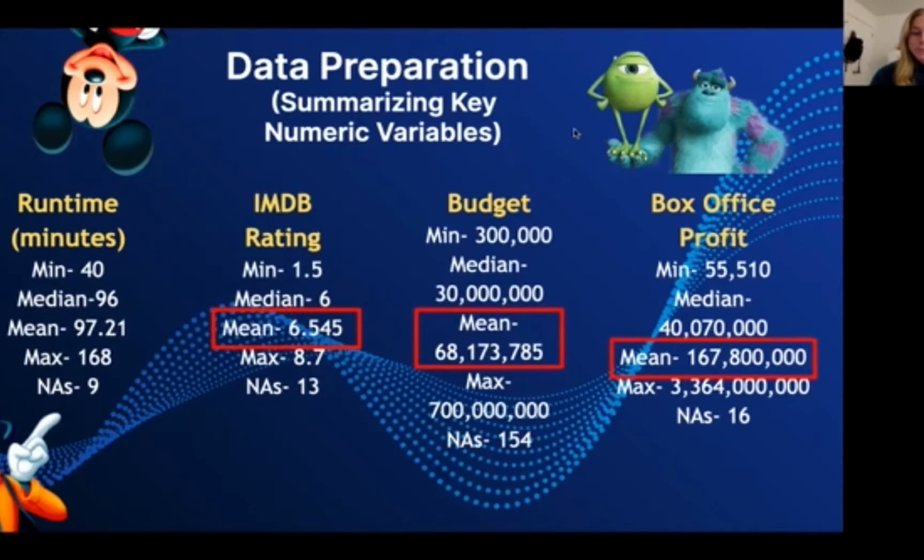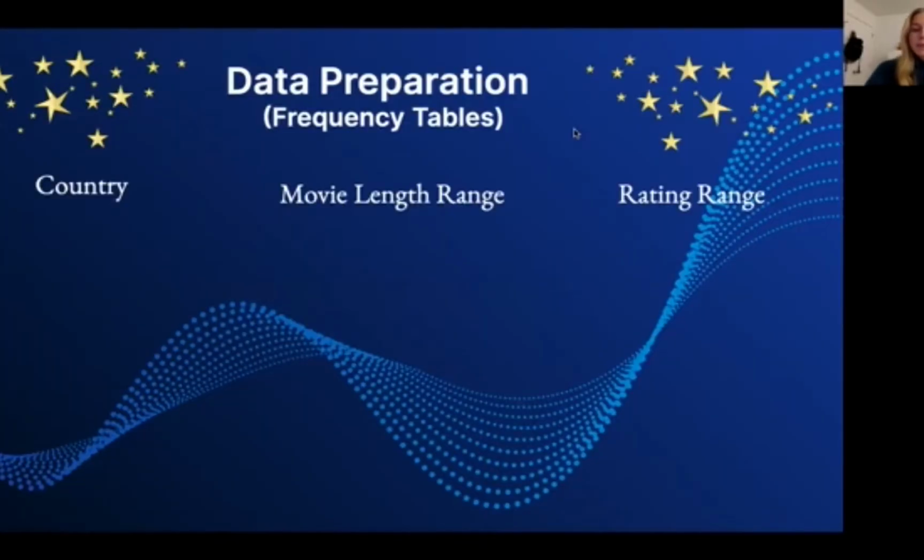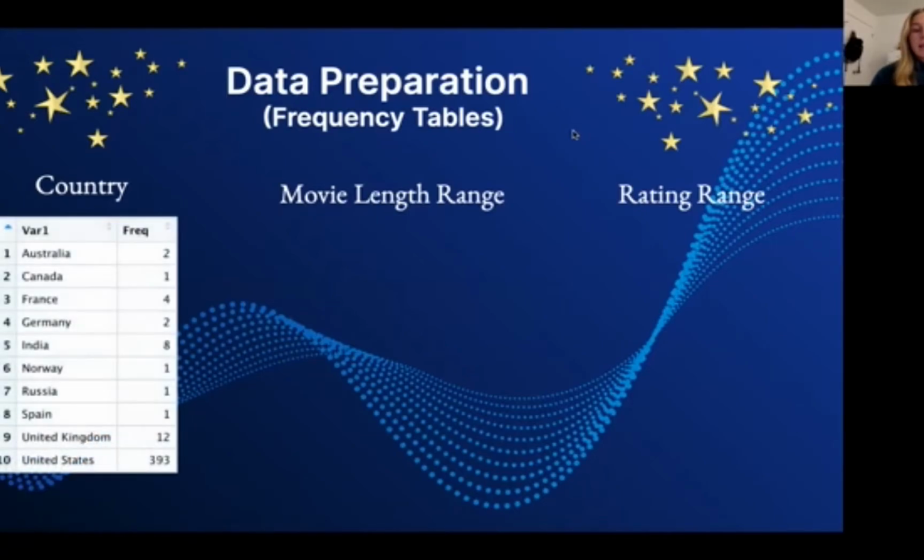The next step we did was making frequency tables of 3 categorical variables. So the first frequency table we made was of country the film was made in and the number of movies made there. So as the data shows, the United States has overwhelmingly produced the most Disney movies.